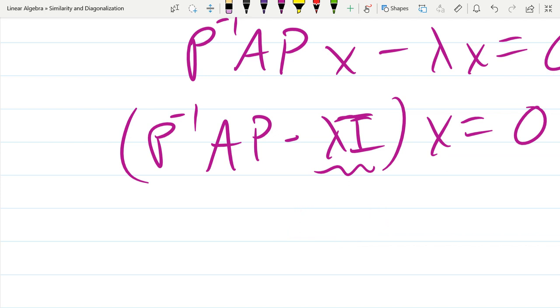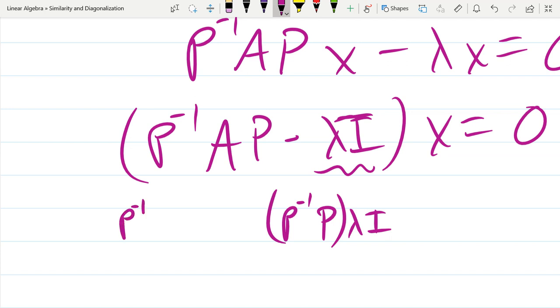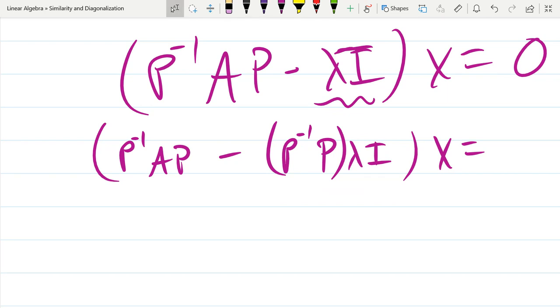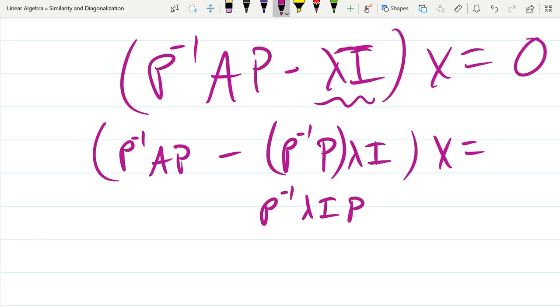So, to write this proof in a nice way, I'll multiply by P inverse P. Why am I allowed to multiply by P inverse P? Because it's 1, it's the identity. So I'm multiplying by the identity here, which I'm allowed to do. And now I get to commute, so I'm just going to move that P over to the right of the identity. So we got P inverse lambda I P.